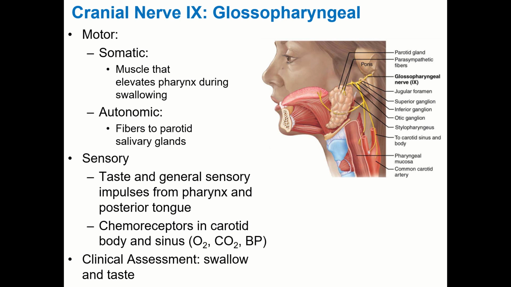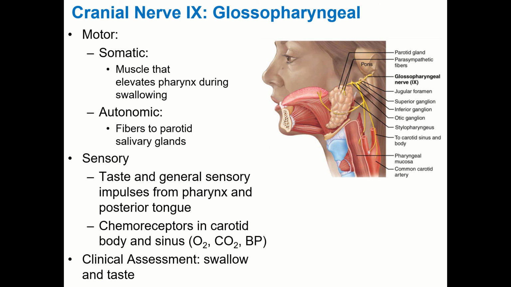All right, cranial nerve 9, the glossopharyngeal nerve. So you can see this one has both motor and sensory function. In terms of motor function, it also has both somatic and autonomic function. So somatic function is that it elevates the pharynx during swallowing. So the pharynx is essentially the posterior part of your nasal cavity, the posterior part of your mouth, and then it goes down your throat.